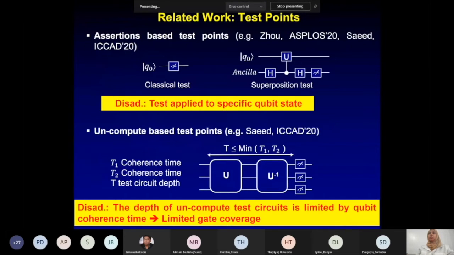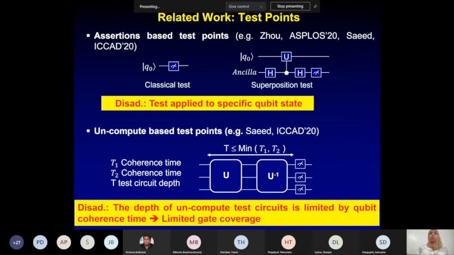So there are some works that have been proposed in the past year and a half or 2 years related to assertions, where you need to test the state of the qubits, or you apply, for example, a test circuit in which you check whether the qubit is actually in a certain state or not. The main disadvantage here is that these are limited to qubits at certain states.